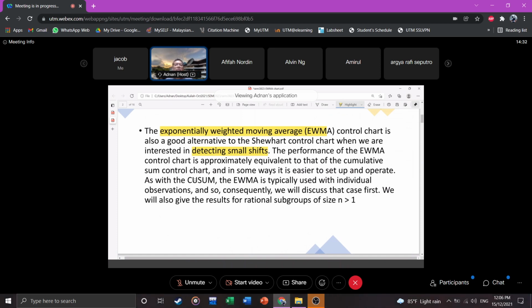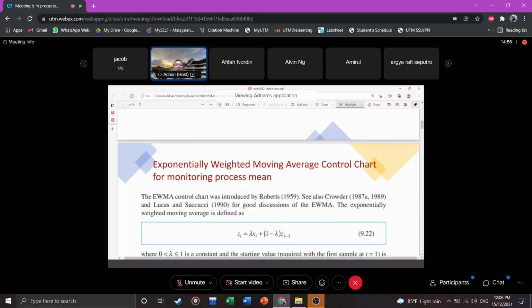We have also discussed the Q-sum. Q-sum is another alternative method of monitoring small shifts. However, this EWMA method can also be used if n is greater than one.